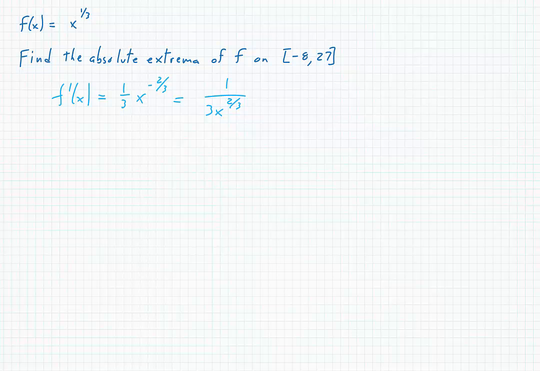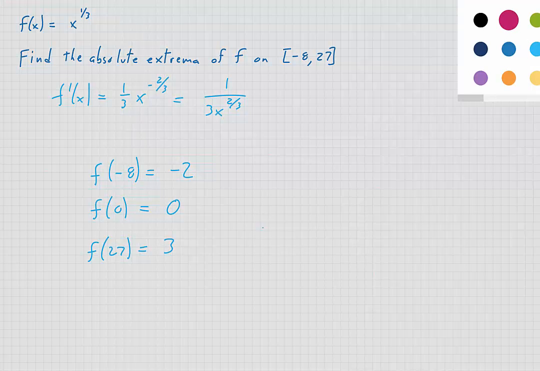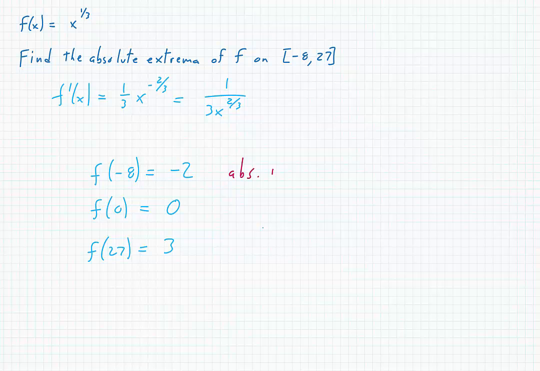So we're going to need to evaluate the original function at the endpoints, so at -8, at 27, and then at any critical values in between, which in this case we found 0. So if we plug in -8, we should get -2. If we plug in 0, we get 0, and if we plug 27 in, we get 3. So we can see that we have an absolute minimum at the point -8, -2, and an absolute maximum at the point 27, 3.